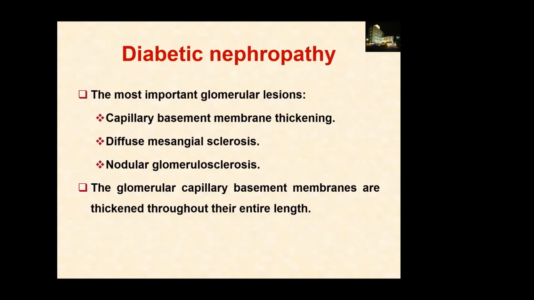And the second most common item in this group of chronic renal failure, these being the two most common causes of chronic renal failure, are hypertensive renal vascular disease and diabetic nephropathy. The most important glomerular lesions for diabetes are capillary basement membrane thickening, diffuse mesangial sclerosis, or nodular glomerulosclerosis, that is known as Kimmelstiel-Wilson nodules. The glomerular capillary basement membranes are thickened throughout their entire length.